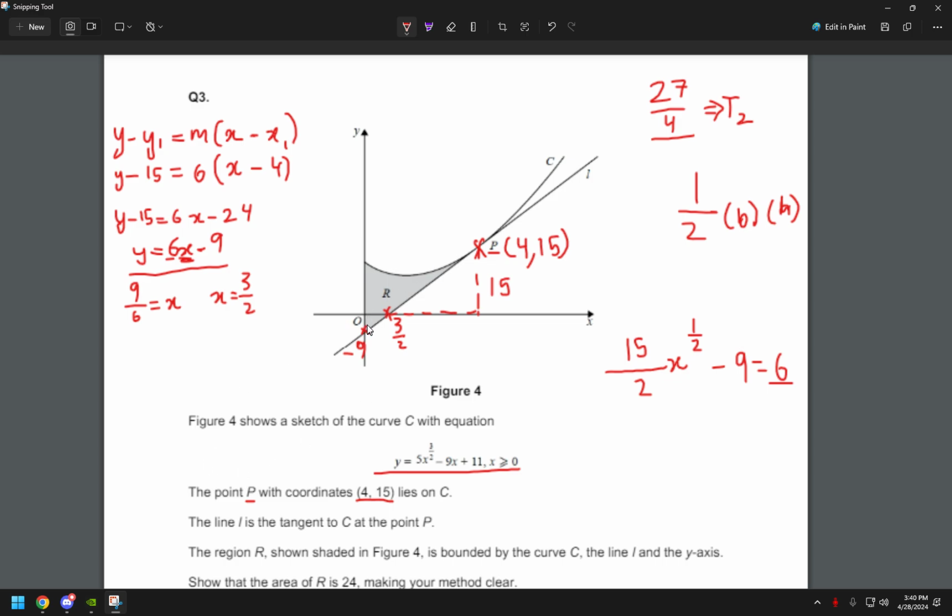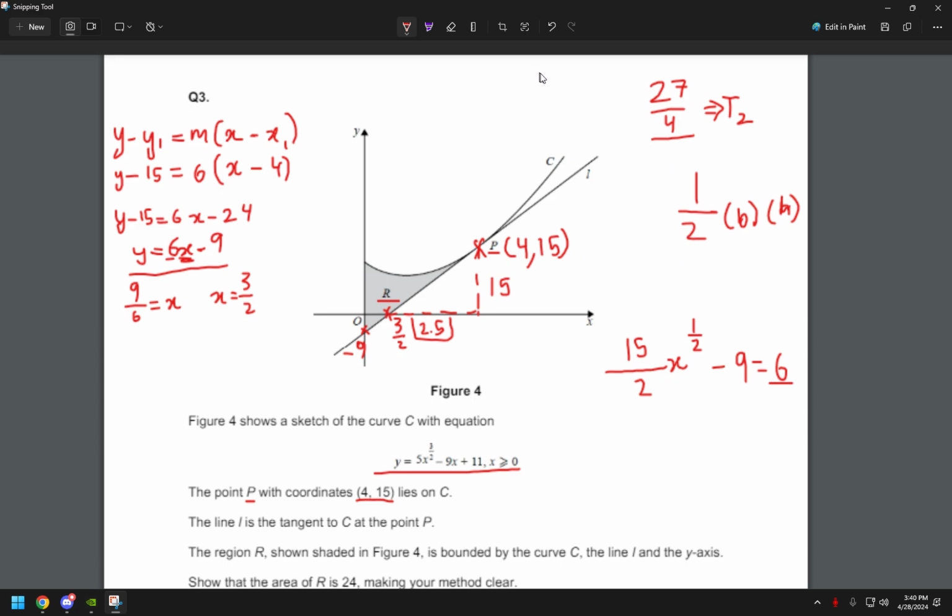This is part of the shaded bit of R, so we have to add it onto whatever we get here at the end. Okay, now we get into the hard bit. We can find out this triangle. So remember 4, which is the entire length, minus 3 over 2, which is this bit. So that would be 4 minus 3 over 2, which is 2.5. So half times 2.5 times 15 is 75 over 4, which is the area of this triangle.